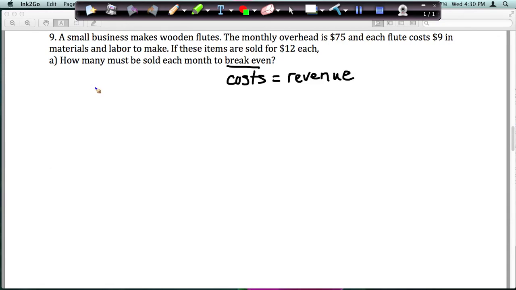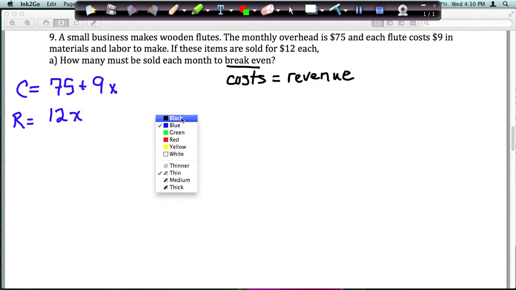You don't have to, but I'm just going to go ahead and do that and say for my cost, it would be the overhead, which is $75. So this is really small, but it could be, for example, rent, utilities, things like that. Plus how much it costs for each flute that you make, which is $9x. Now your revenue, or how much you make, is $12x for each flute that you sell. So that's your cost, that's your revenue. Again, there are other ways to write this, so this is just one way.